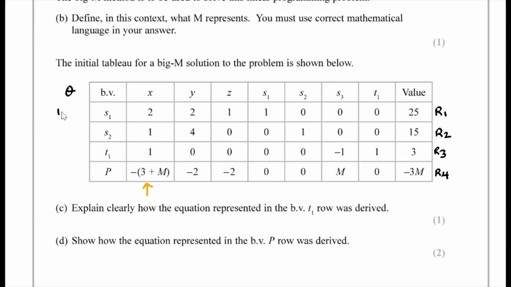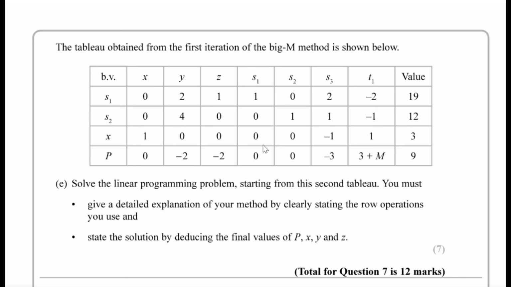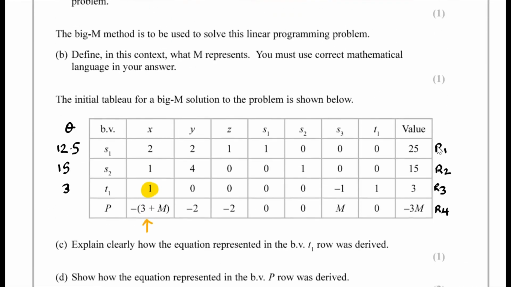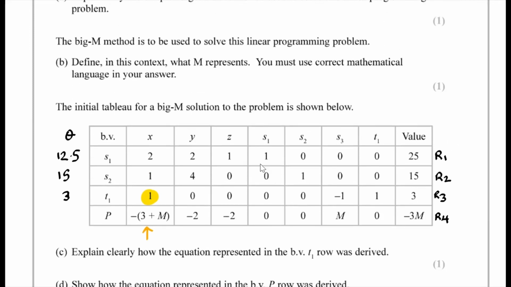25 divided by 2, that's 12.5. 15 divided by 1, that's 15. 3 divided by 1, that's 3. And therefore you'd find over here the pivot to be 1. And because the pivot's 1, essentially we replace this t1 with x, and that's exactly what we have over here. Then to obtain these values, we add and subtract multiples of the other data.